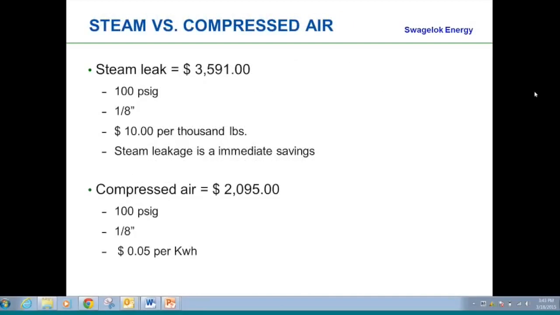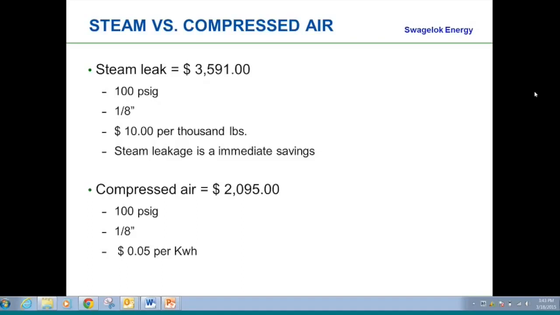Steam leakage versus compressed air leakage. A steam leak on a yearly basis would cost $3,591 at 100 psig, and that's a 1/8 inch leak. That's based on $10 per 1,000 cubic feet. Steam leakage is an immediate savings. A compressed air leak would cost $2,095, at 100 psi, 1/8 inch leak, and that's based on $0.05 per kWh.